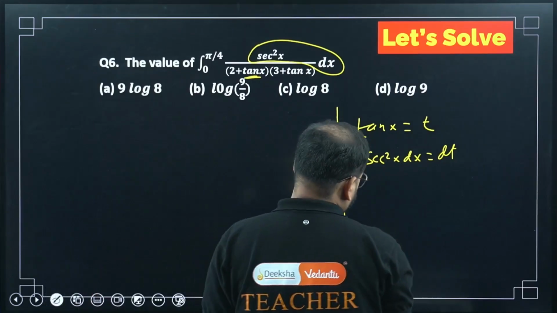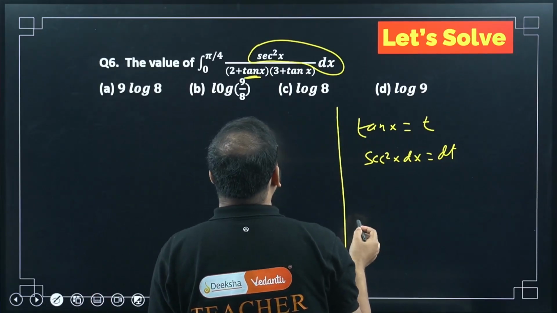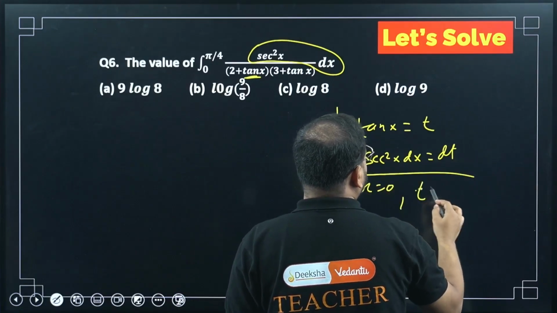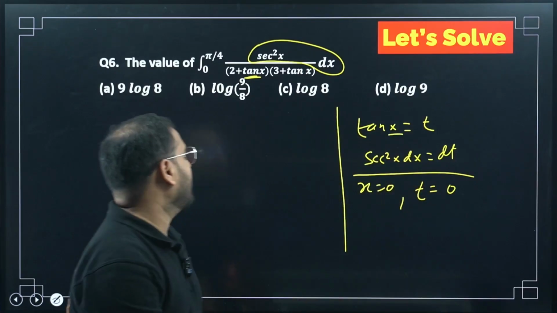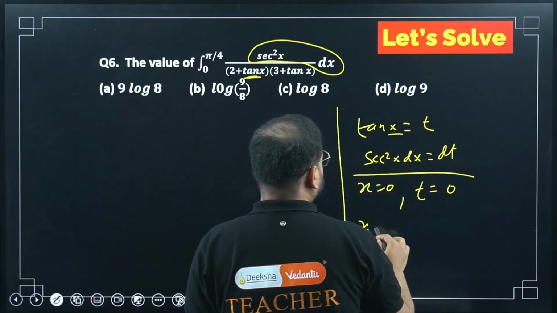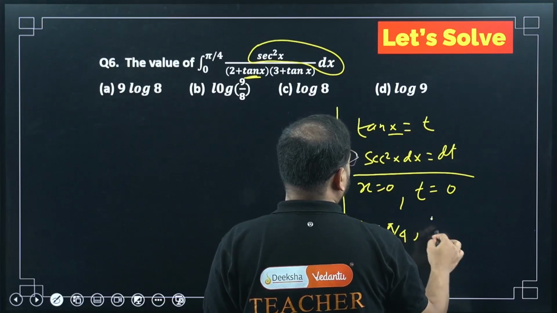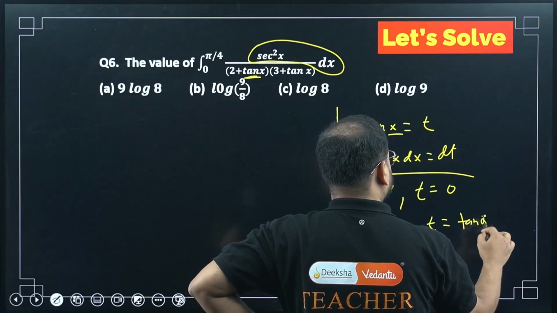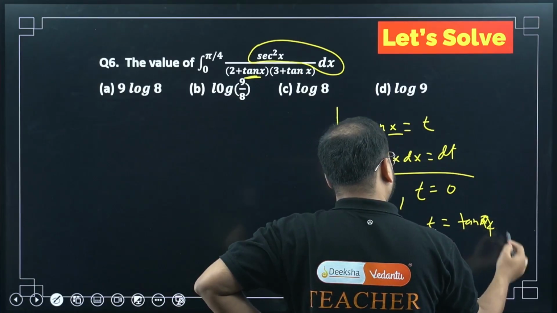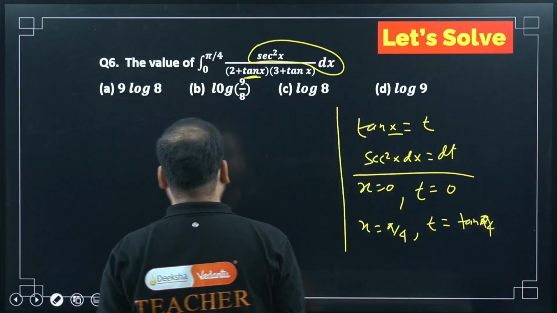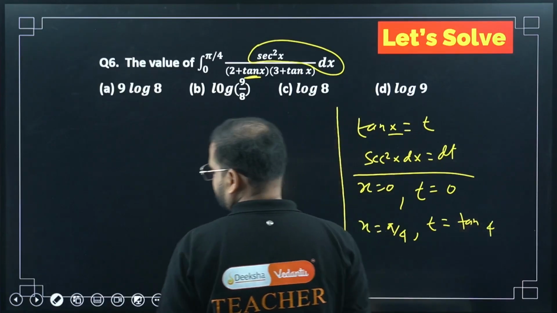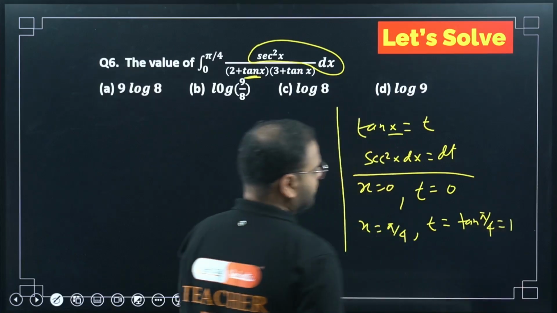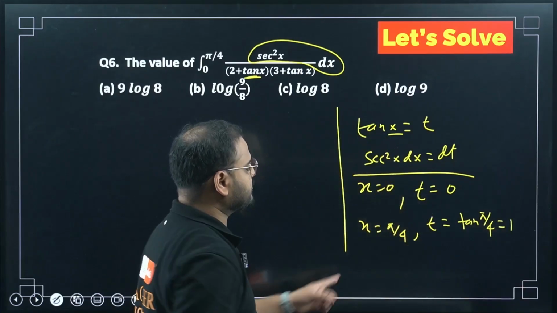If you check now, what I'm getting: when x is 0, for the lower limit, what's my t? T is again 0 because tan 0 is 0. What is the next one? X is pi by 4. When x is pi by 4, what is the t value? It is going to be tan of pi by 4. How much is that? It's simply 1. Tan pi by 4 is 1. So, t is 1. When x is 0, t is 0; when x is pi by 4, t is 1.